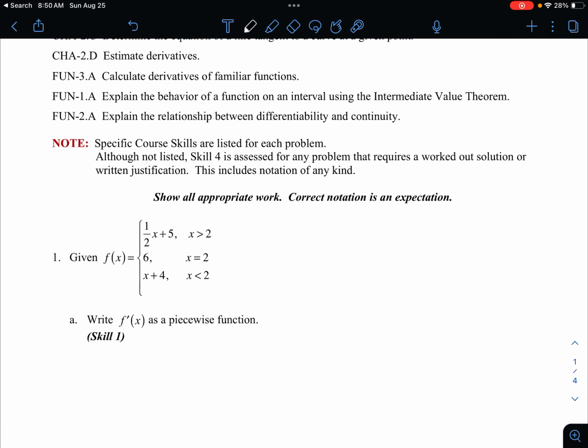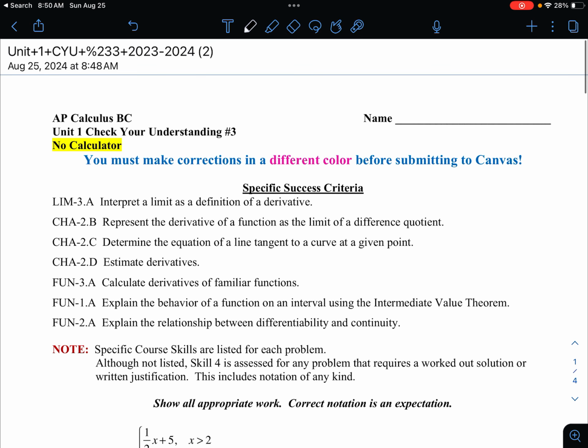Alright, before you watch this video, please try out the Check Your Understanding on your own. We have a summative coming up Thursday, so just see where you're at and try it out.